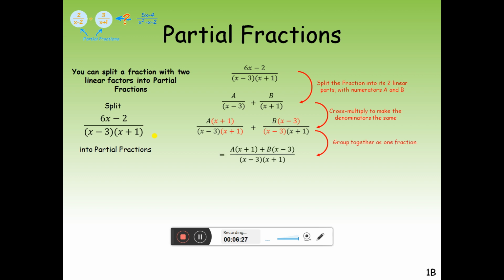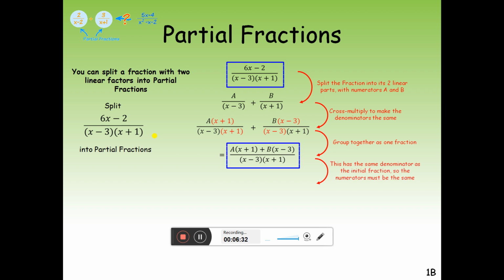When we add this, we get A into x plus 1 plus B into x minus 3. And when we solve it by comparing the numerator of the main fraction with the one we now have, that is A into x plus 1 plus B into x minus 3, the denominator is already the same for both. Let us equate the numerators of both. When we equate the numerators and compare, we get the values of A and B.